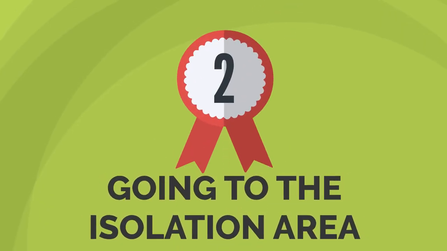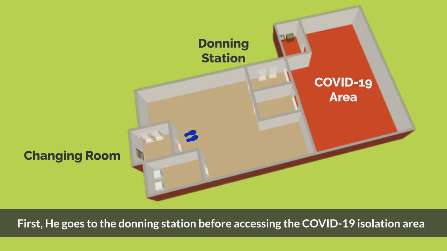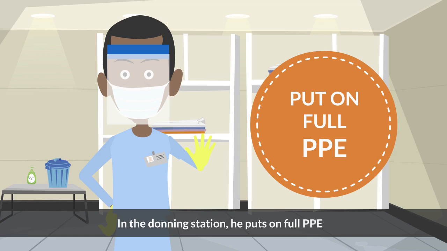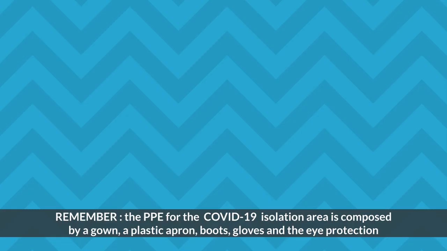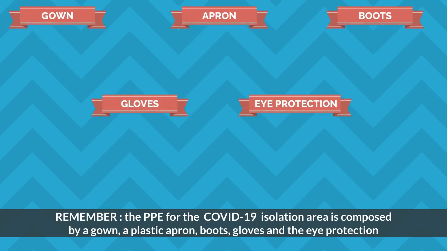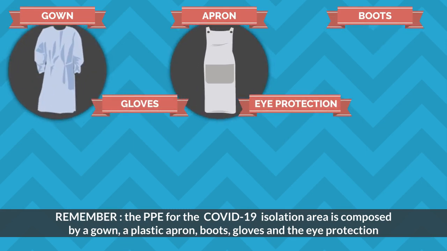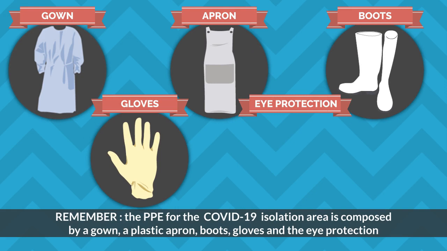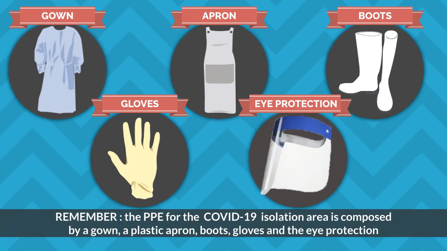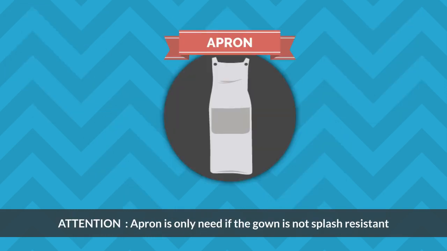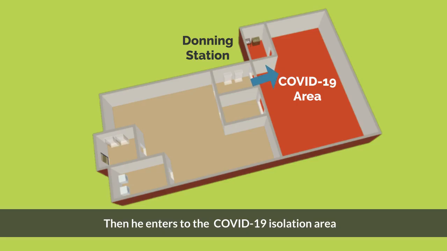Step 2. Going to the isolation area. First, he goes to the donning station before accessing the COVID-19 isolation area. In the donning station, he puts on full PPE. Remember, the PPE for the COVID-19 isolation area is composed of a gown, a plastic apron, boots, gloves and the eye protection. Attention, the apron is only needed if the gown is not splash resistant. Then he enters the COVID-19 isolation area.